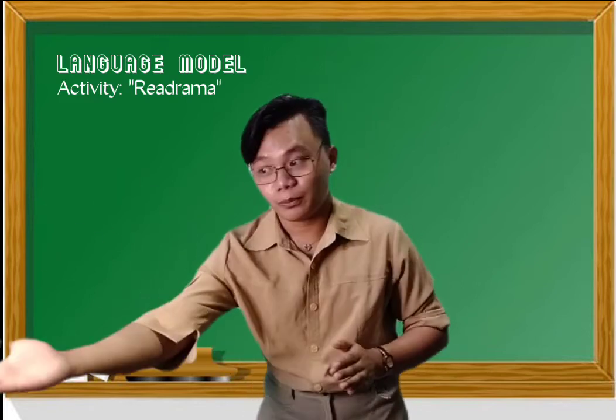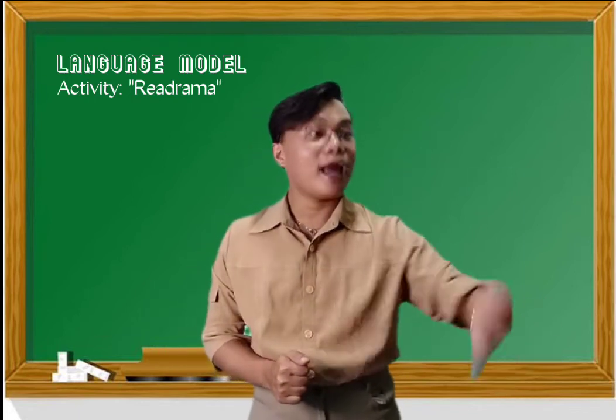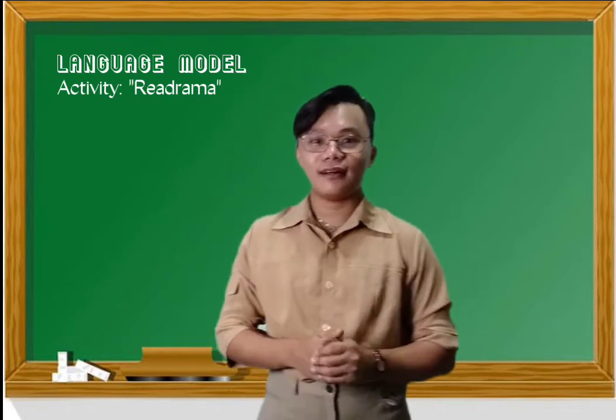Row 1 will be the group 1. Row 2 will be the second group. Row 3 will be the third group. And row 4 will be the final group.